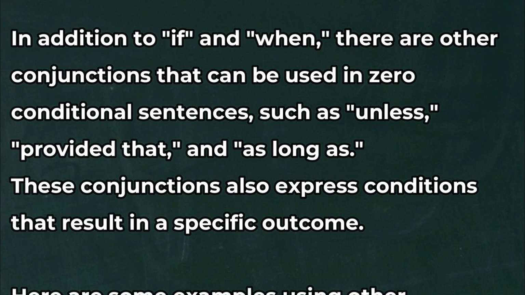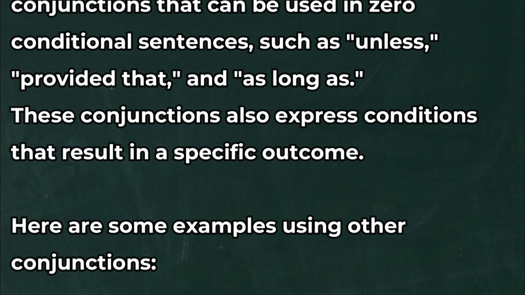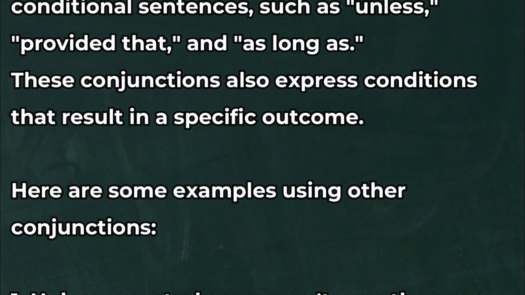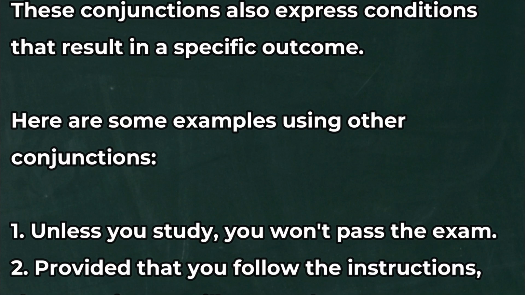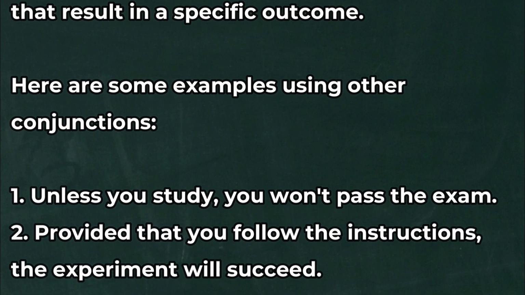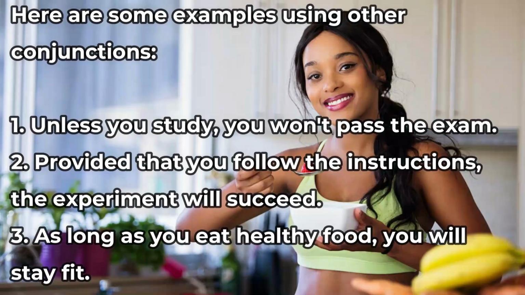In addition to if and when, there are other conjunctions that can be used in zero conditional sentences, such as unless, provided that, and as long as. These conjunctions also express conditions that result in a specific outcome. Here are some examples using other conjunctions.